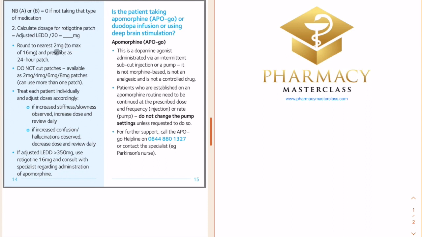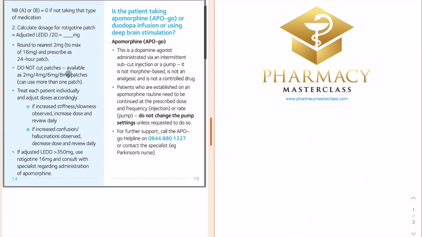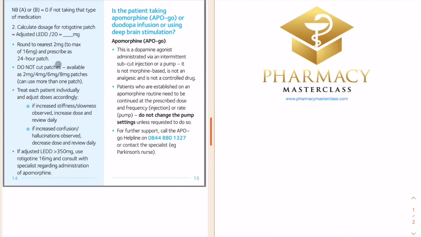you must obviously then multiply your calculation to the correct frequency that they want. Another thing to be aware of is that the rotigotine patches currently only come in 2 milligram, 4 milligram, 6 milligram and 8 milligram. So if the question asks you how many of the 8 milligram patches, for example, you would need for a 24-hour treatment, when you've got your answer, you must at the end divide it so that you can give full patches of 8 milligram.